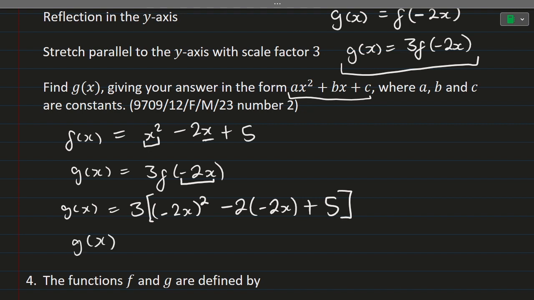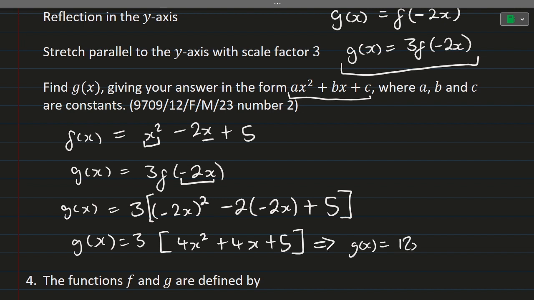Let's simplify inside the bracket. This becomes 4x squared plus 4x plus 5, and if we simplify it, it becomes g of x is equal to 12x squared plus 12x plus 15, and this would be our final answer.